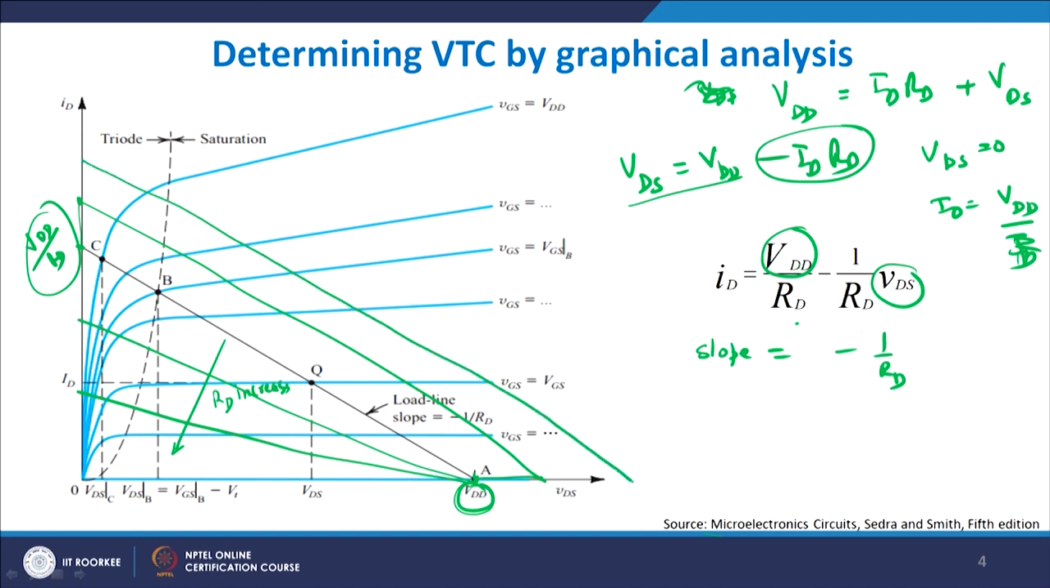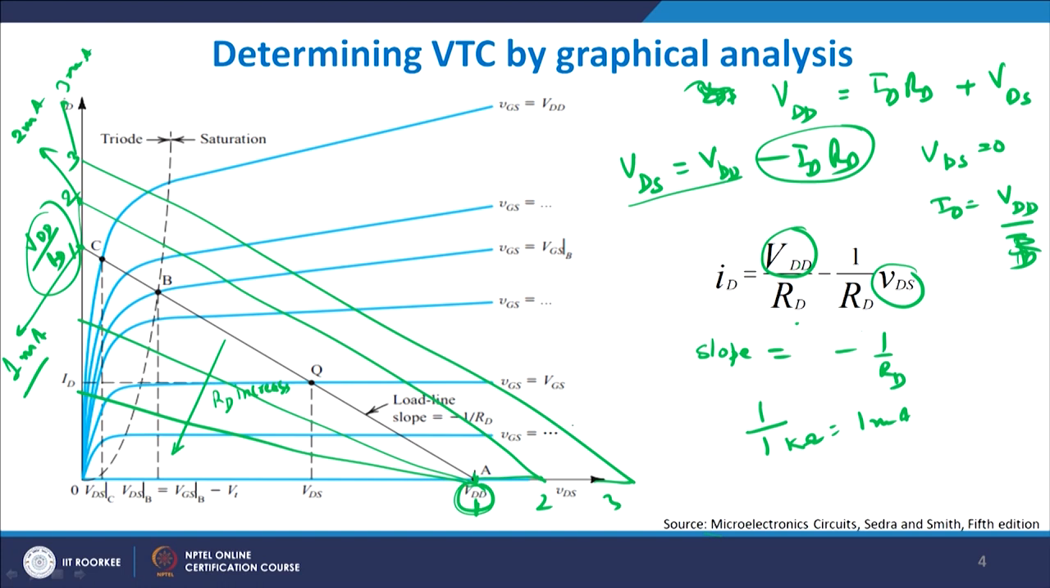So, let us suppose your VDD was, say, 1 volt here, then 2 volt, 3 volt, and so forth. So, this will be 1, this will be 2, this will be 3. And this divided by RD, so say 1 volt divided by 1 kilo ohm will give you the value of 1 milliamp, right. So, this will be 1 milliamp. Similarly, this is 2, 2 by 1 will be 2 milliamp and this will be 3 milliamp, and so on and so forth. So, these are known as the load lines.